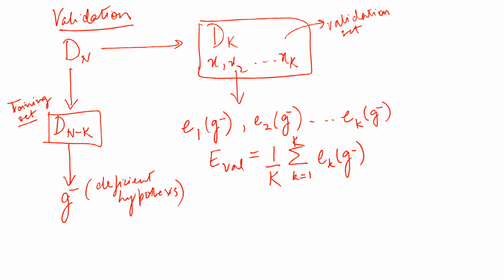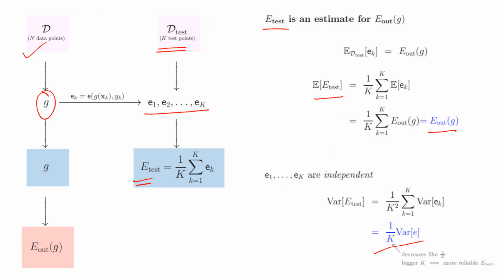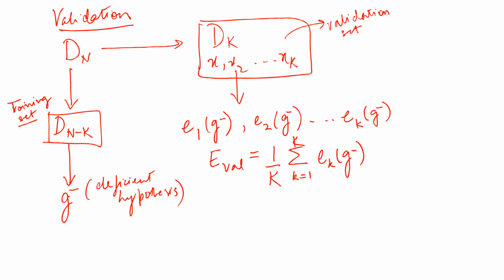The rest of the discussion holds, just like here, whatever we got for the expectation for E test, which turned out to be E out, and then the variance of E test, which was 1 over k, variance of each of the errors for each of the points. All that discussion holds here as well, because just like the original data, we have this data that's generated randomly, and the expected value that we'll calculate will be with respect to the generated data, right?